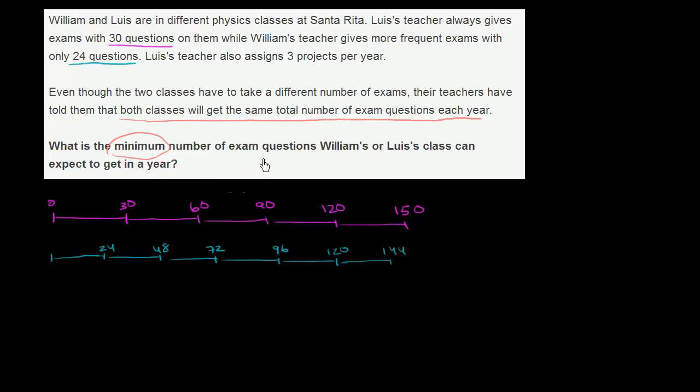What is the minimum number of exam questions William's or Luis's class can expect to get in a year? Well, the minimum number is the point at which they've gotten the same number of exam questions despite the fact that the tests had a different number of items. And you see the point at which they have the same number is at 120. This happens at 120. They both can have exactly 120 questions, even though Luis's teacher is giving 30 at a time, and even though William's teacher is giving 24 at a time. And so the answer is 120.